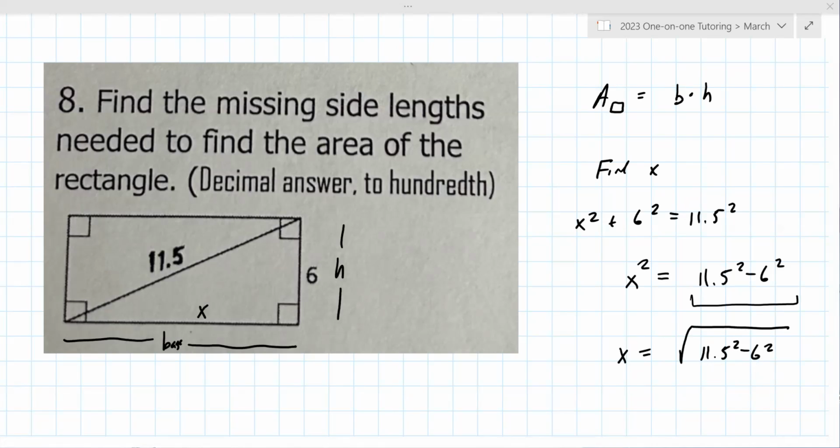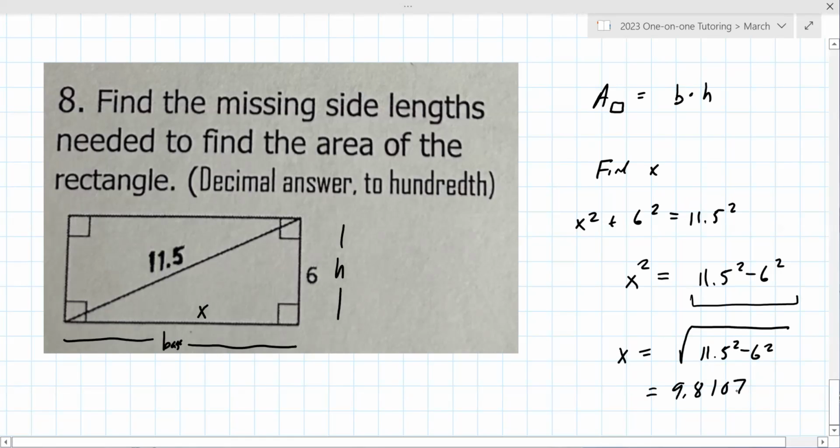9.8107 is what I got. Yeah, that's good. So the rule of thumb here is whatever your final answer is rounded to, you want to go out double that much for intermediate calculations. So the hundredth is 2 decimal places. We went to 4. The area of the rectangle is base 9.8107 times 6.